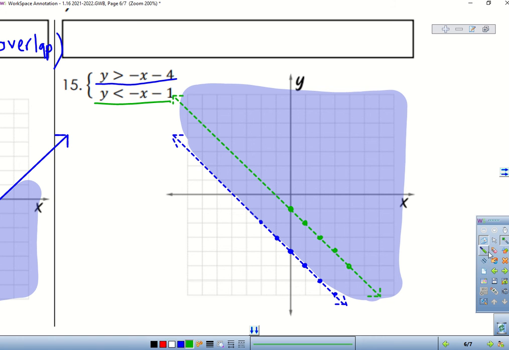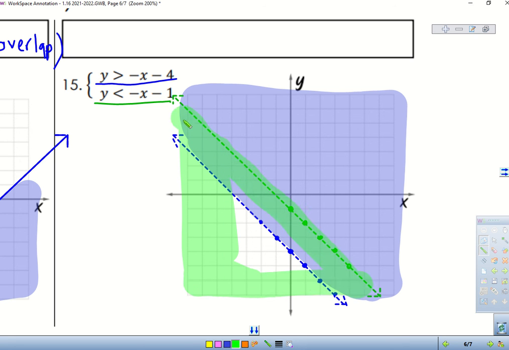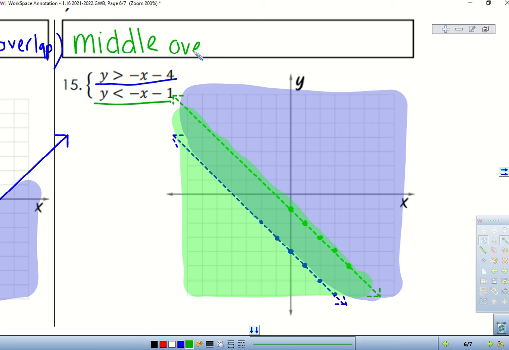And we're going to shade below. Okay, so does this one have an overlapping region? Yes. So this is what we call a middle overlap solution.